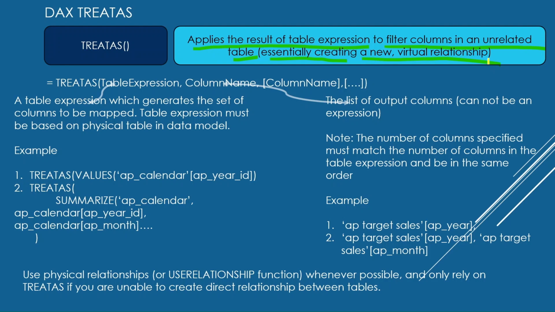So whenever there's a requirement that we need to create a table expression and filter a table from an unrelated table, if the column is present in the unrelated table, we cannot filter it from a table expression because there must be a relationship. In this case, if the relationship does not exist, then at the time of writing the expression, we can use the TREATAS function to create a relationship between these two unrelated tables.